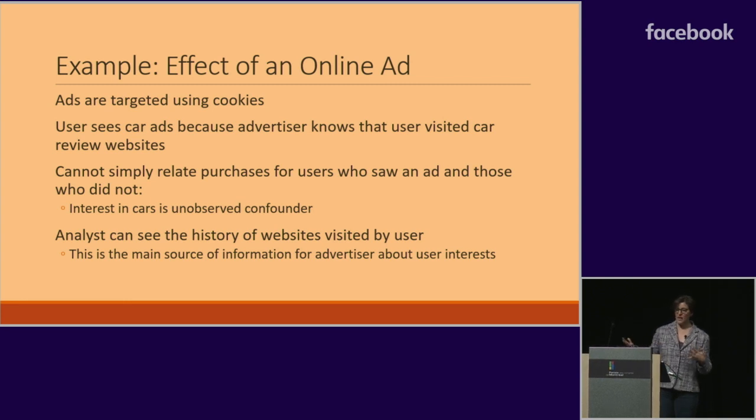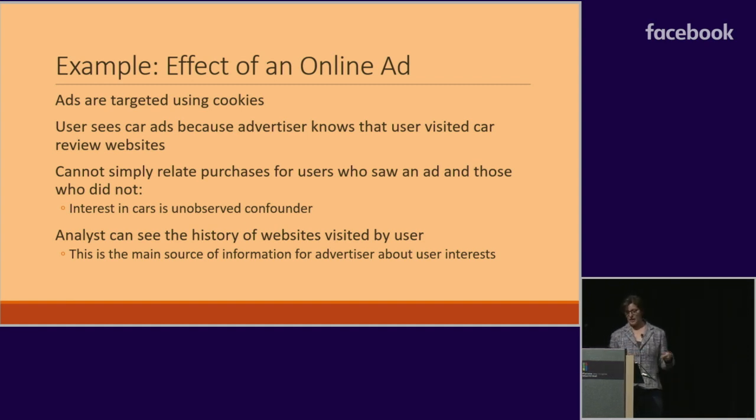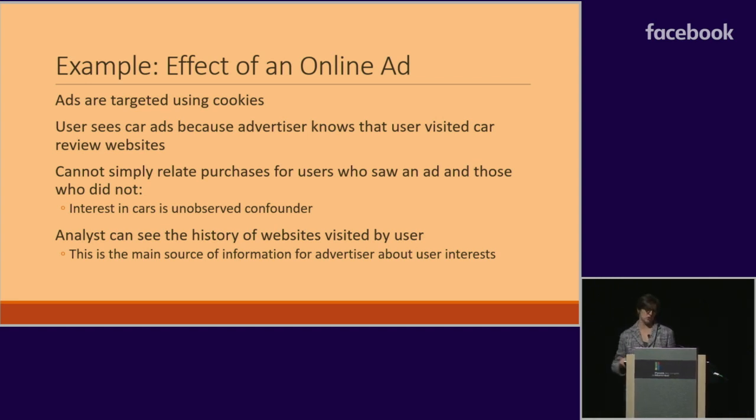So for an online ad, we could say ads are targeted using cookies. A user sees car ads because the advertiser knows the user visited car review websites. But there's still some randomness as to whether you saw the ad, even conditional on that. And so the interest in cars is the unobserved confounder. But if the analyst can observe the history of websites visited by the user, which is the same thing that was used for targeting, then in principle I can control for those things and do causal inference.